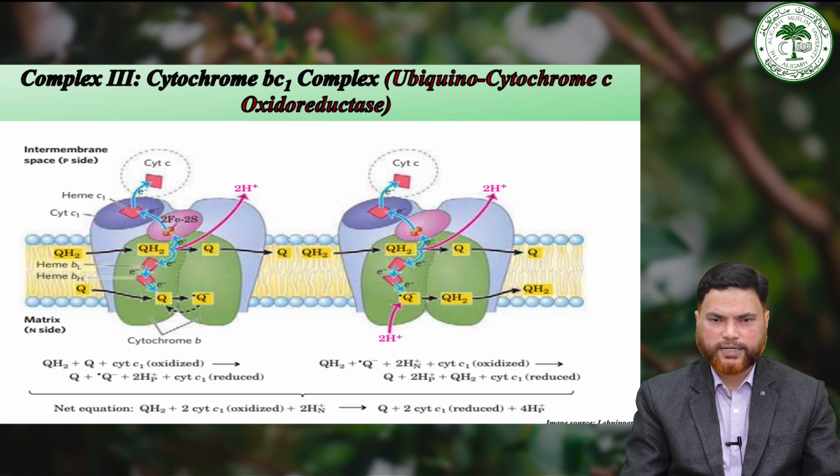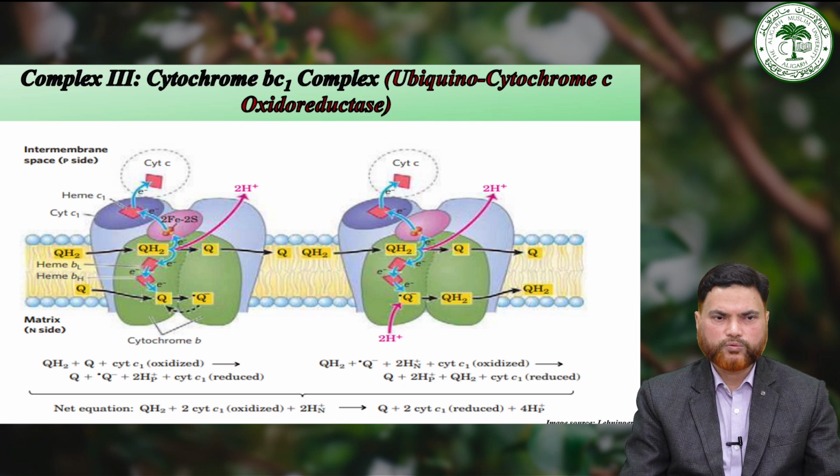This complex has a structure similar to the cytochrome B6F complex present in the chloroplast, and this B6F complex serves as a part of the photosynthetic electron transport chain. We have discussed this in detail while discussing photosynthesis. Now, what are the key structural components of the cytochrome BC1 complex? It includes cytochrome B, cytochrome C1 and the Rieske iron sulfur protein.